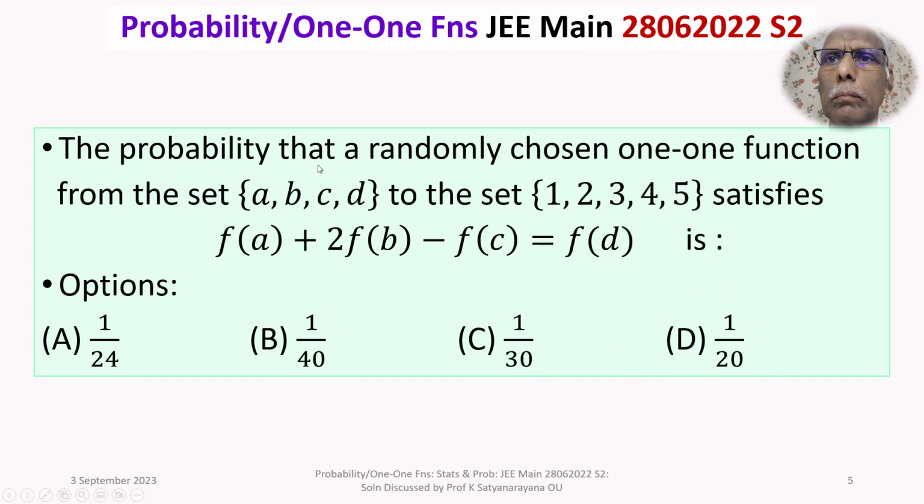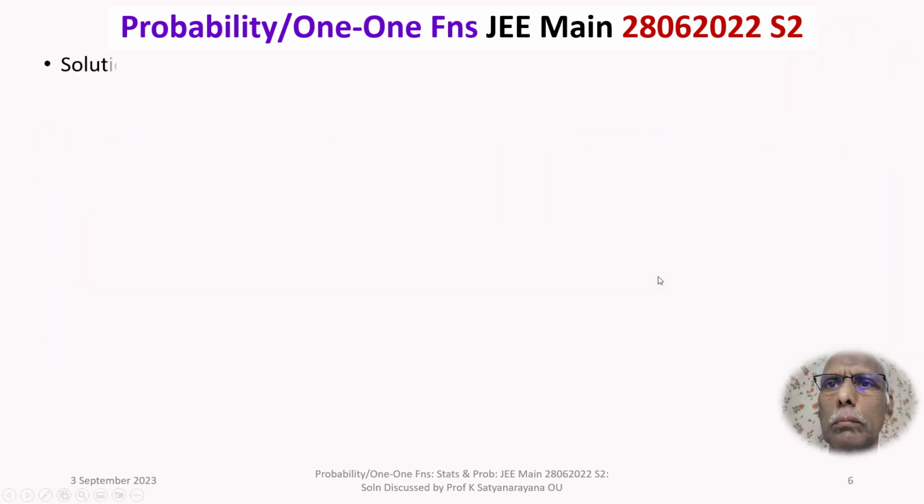Required to find the probability that a randomly chosen one-to-one function from the set consisting of a, b, c, d to the set consisting of 1, 2, 3, 4, 5 satisfies the condition f(a) + 2f(b) - f(c) = f(d). We now discuss the solution of the problem in detail. Let A be the set consisting of the 4 letters a, b, c, d and B be the set consisting of the 5 digits 1, 2, 3, 4, 5.